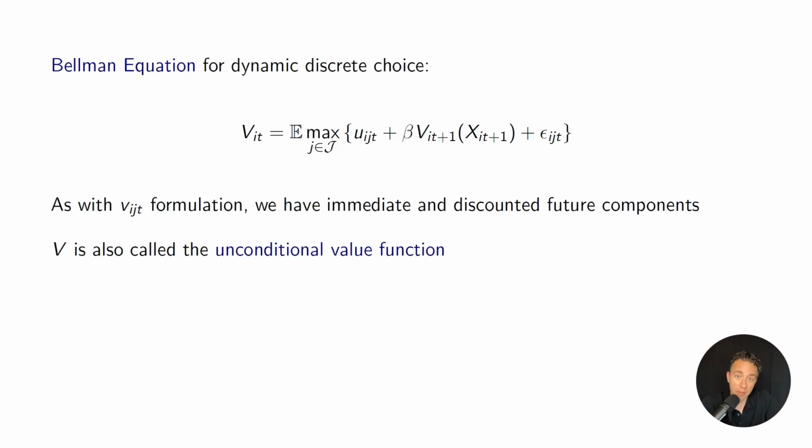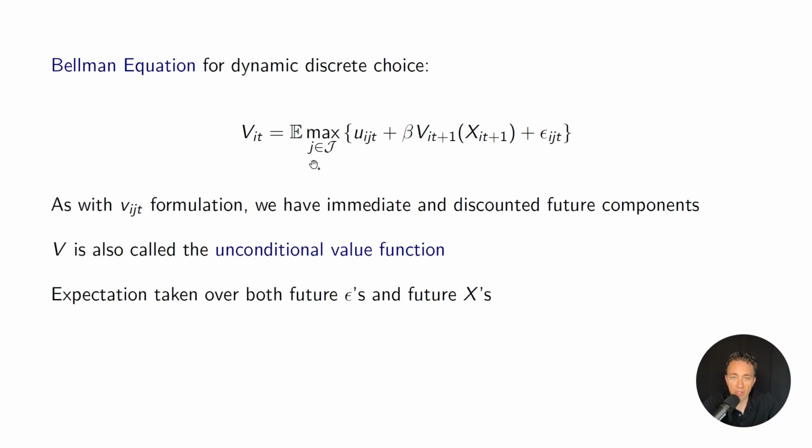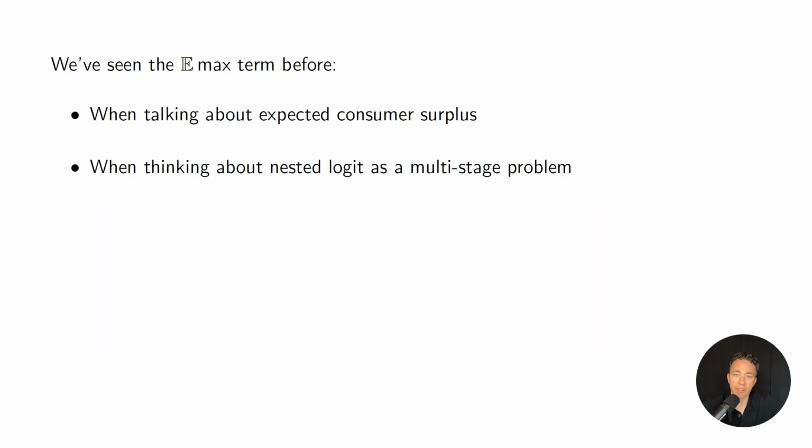We also call capital V the unconditional value function. The reason why is because it's unconditional of the current period epsilon and the current period choice. Whereas the conditional value function is conditioning on the current period choice. That's why it's the conditional value function. And it's netting out the current period epsilon as well. So what is this expectation taken over in this Emax term? Well, it's taken over the future epsilons and the future x's. And the reason that we like to use this recursive formulation to form the Bellman equation is because it keeps the notation compact.